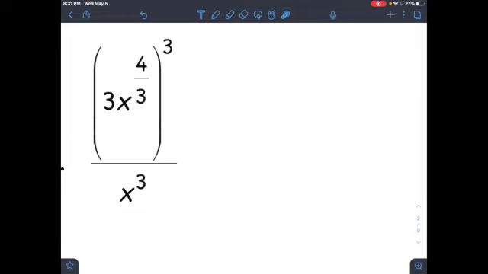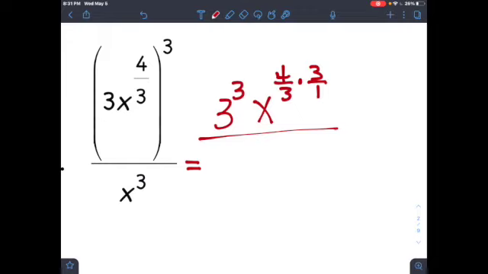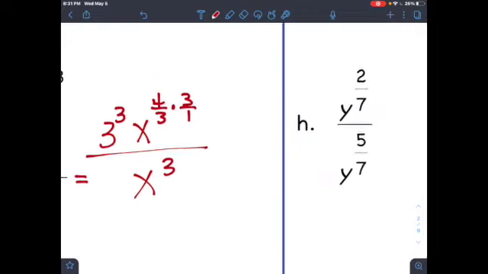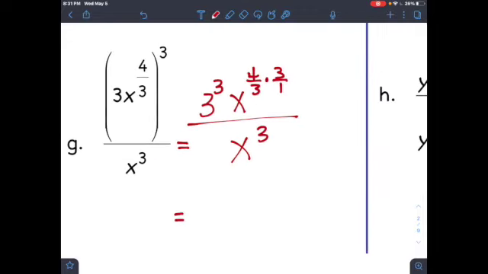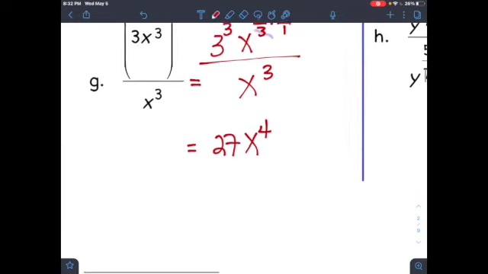So we are going to take care of the top, then worry about top and bottom together. Taking care of the top is going to be the same thing we did before. Multiply the exponent, and I'm going to write it out. 3 to the third power, x to the 4 over 3 times 3 over 1, over x to the third power. Now, when you do that, you have 3 times 3 is 27, 3 times 3 times 3. And again, the 3 here and the 3 cancel out, so that's x to the fourth power over x to the third.